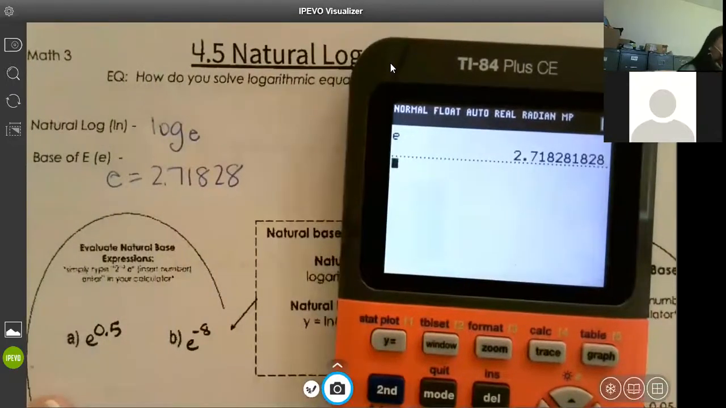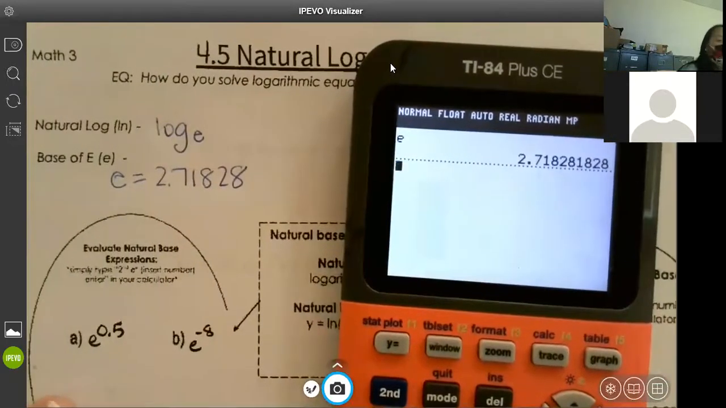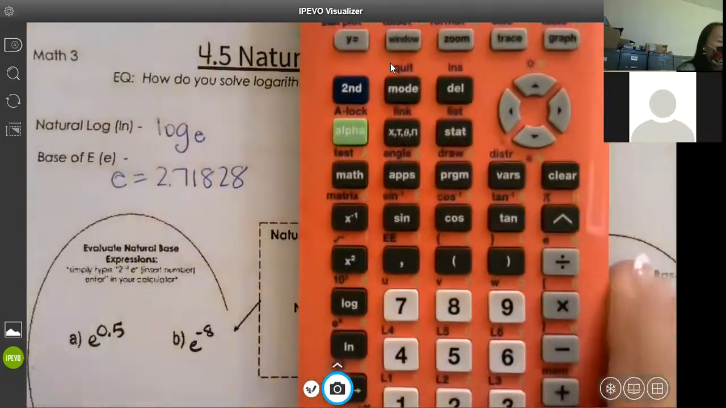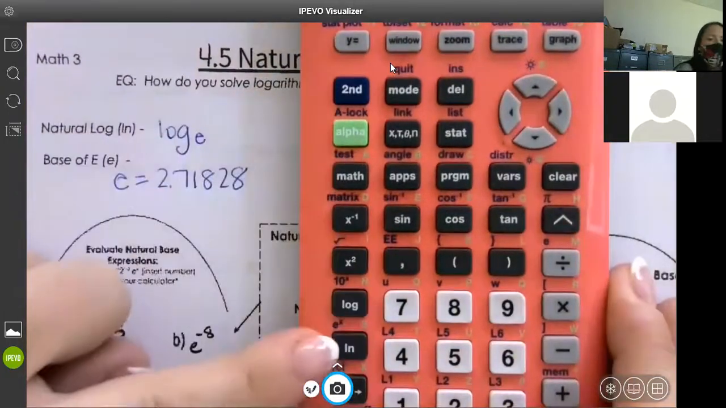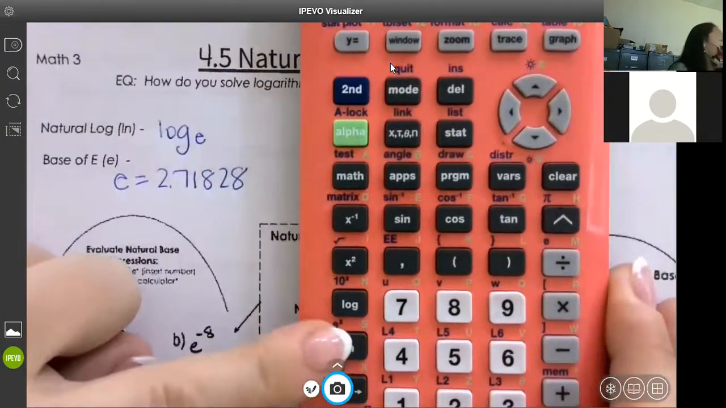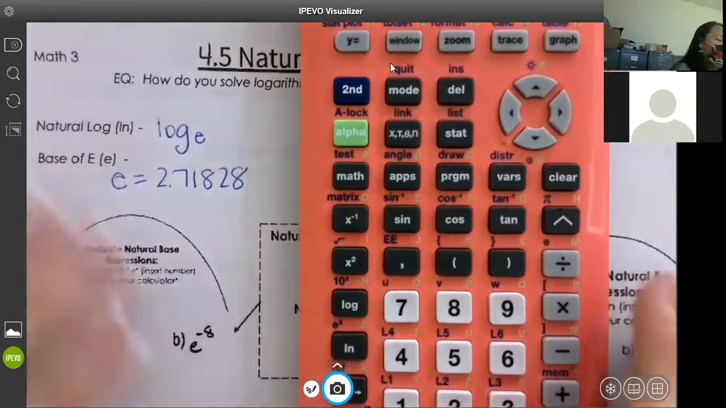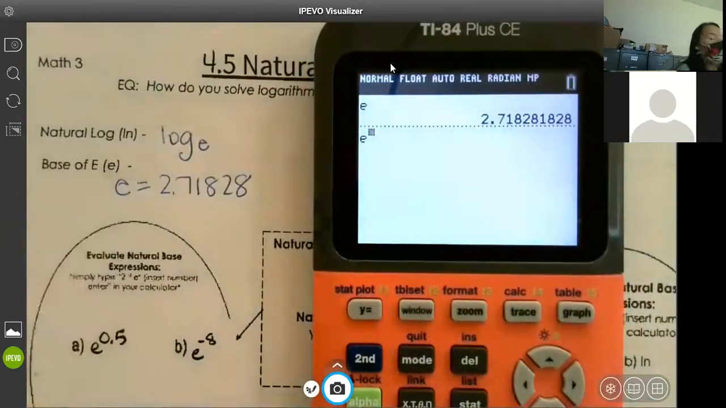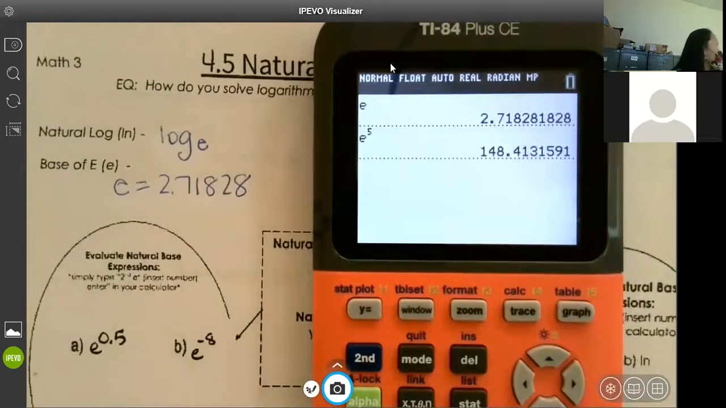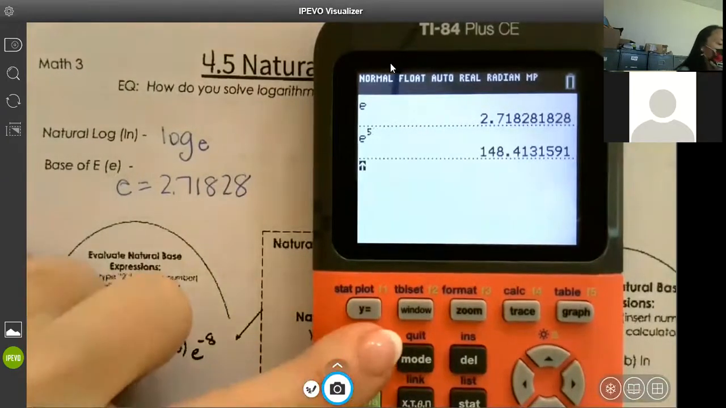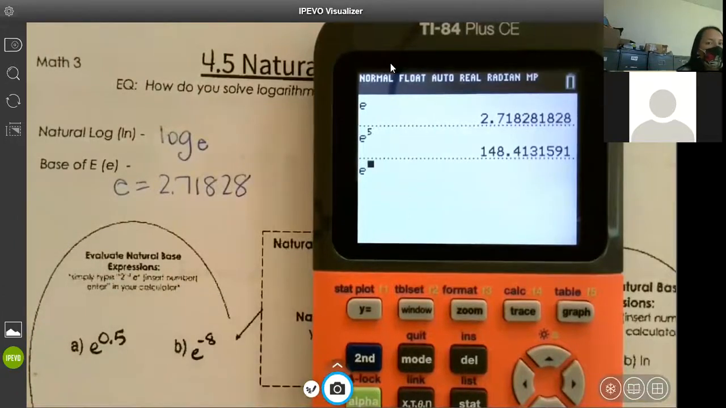The other place that it's at is if you hit second and this button right here, LN, and the LN is what we're talking about today. The only difference is this one throws that power box up there. So if you have like e to the 5th, you can just type it in, okay? If you do the other one where it's second divide, you can still do a power if you hit the little power button and put it in. It doesn't matter. I just want to show you where it's at.